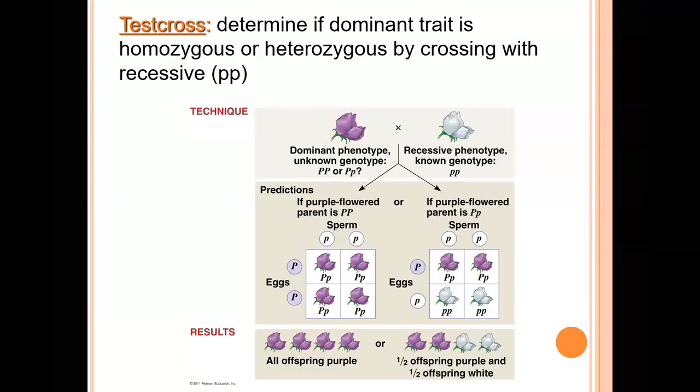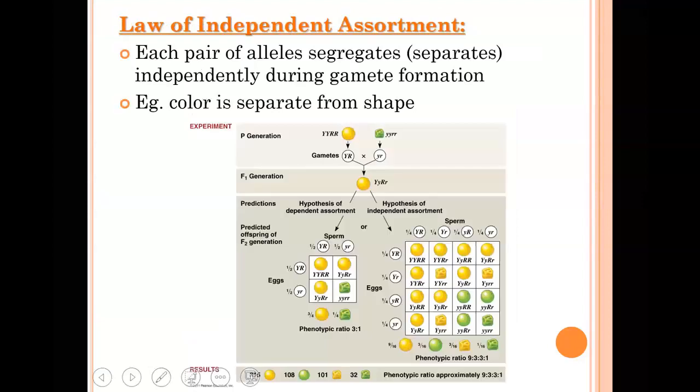Okay, so we know about test crosses now. Law of independent assortment: each pair of alleles is going to segregate independently from each other. That means no traits are linked together. So let's say the gene for hair color and the gene for eye color are not inherited together, supposedly. When Mendel was figuring out genetics, he believed no two traits are ever connected together.